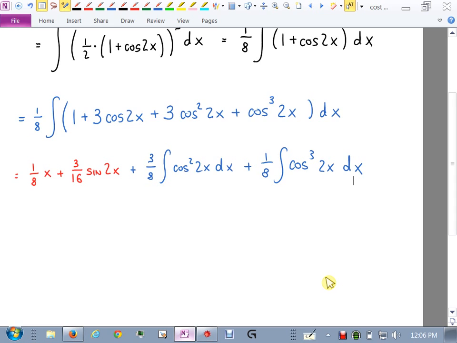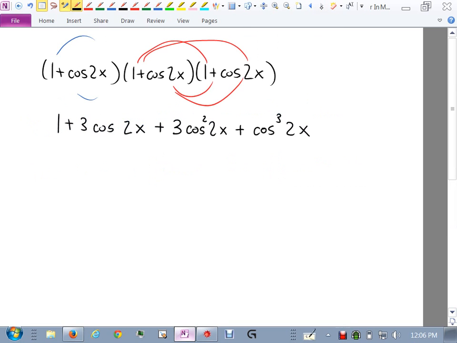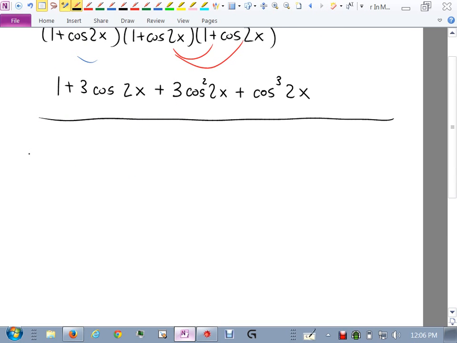No, can't box that. So we have two integrals that we need to figure out, right? This one and this one. So I'm going to go to a new page and do each one. I'll come back to this page. This is kind of where my scratch work was.